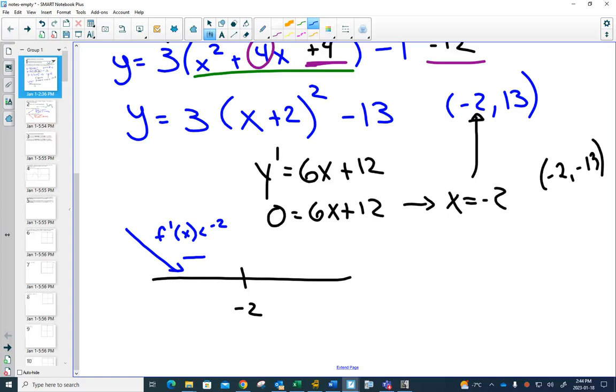If I plug in something for x that is bigger than -2, I kind of wrote this wrong. I just plugged in something for f of x where x was less than -2. Now I'm going to look at f prime of x if x is bigger than -2. If I plugged in 5, 6 times 5 plus 12, positive number, which means that our graph is increasing. Do you see that in your parabola? You've got your vertex. It's decreasing, then increasing.